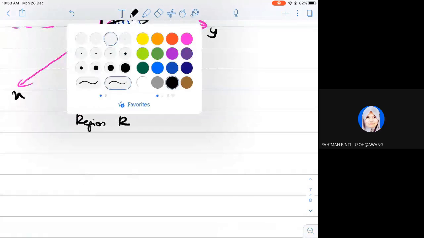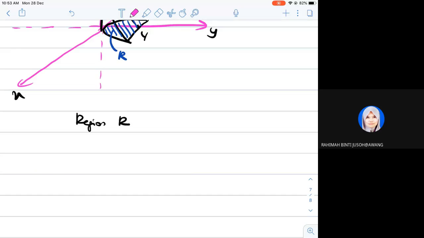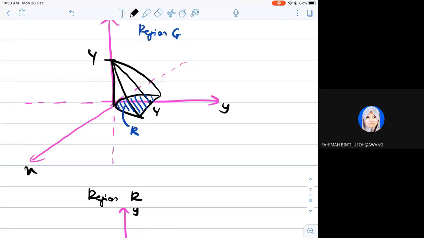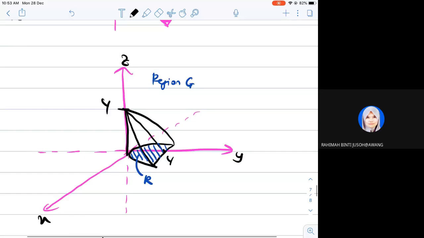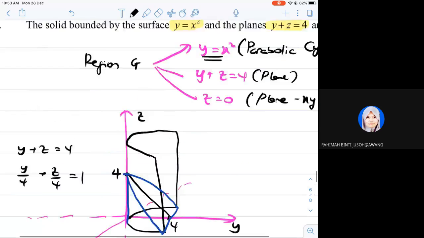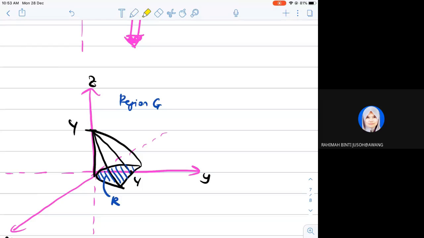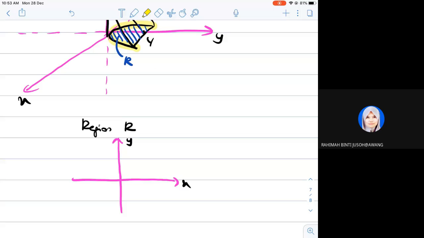It will become, okay, region R, what is the axis of region R? X and Y. Okay, good. So we know that this is the region R. Region R comes from y equals x squared, isn't it? This curve, y equals x squared. So y equals x squared is this.